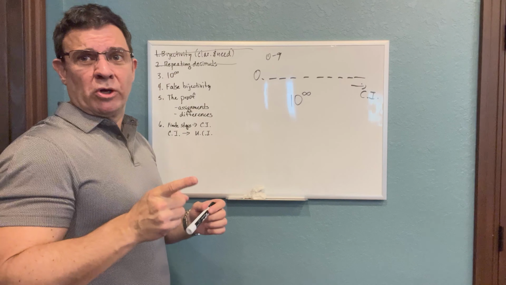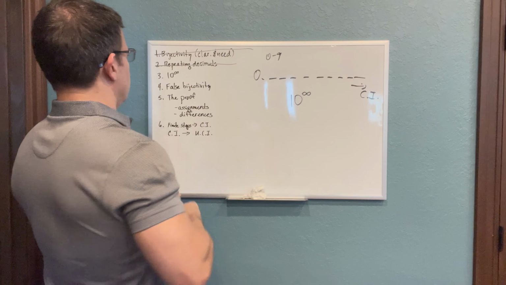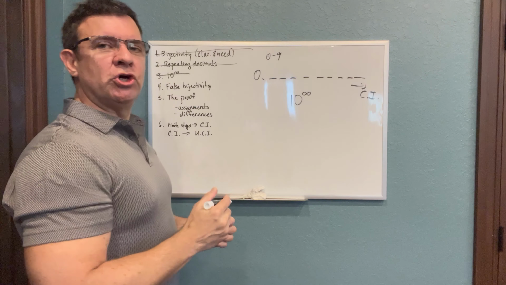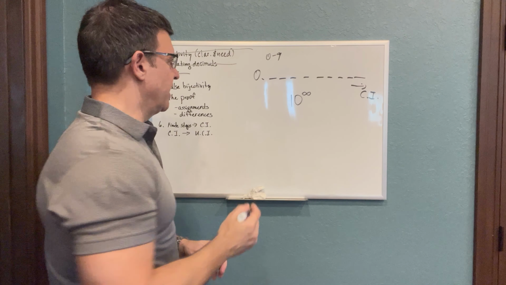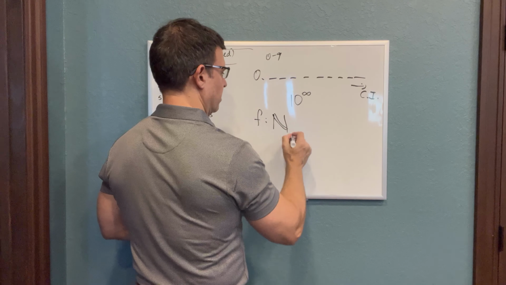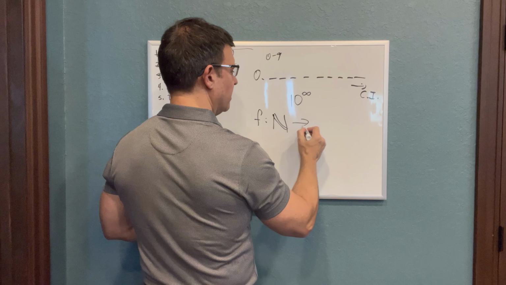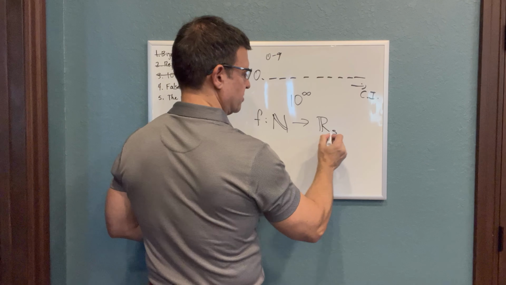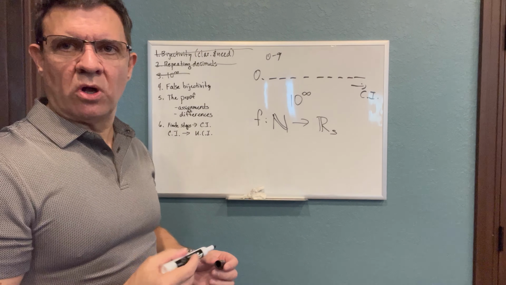Next point, I'm already almost at 8 minutes, so I should talk faster. A false bijectivity. We could try to create a bijective mapping F between the natural numbers and this subset of the real numbers, which I will call R sub s. I'm just calling it that.